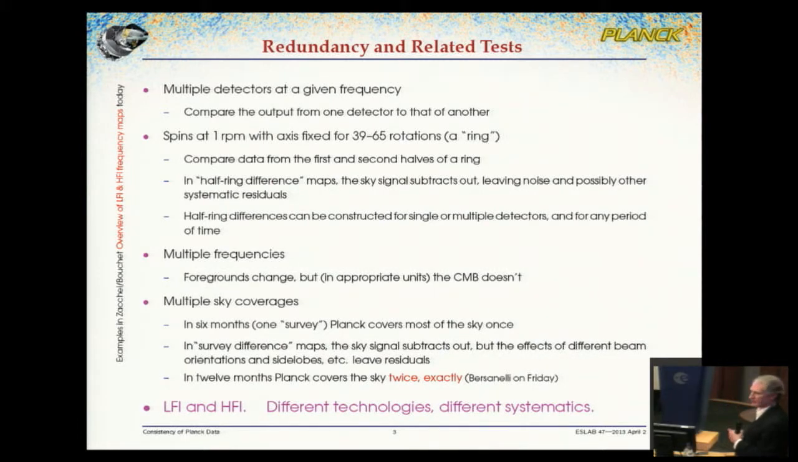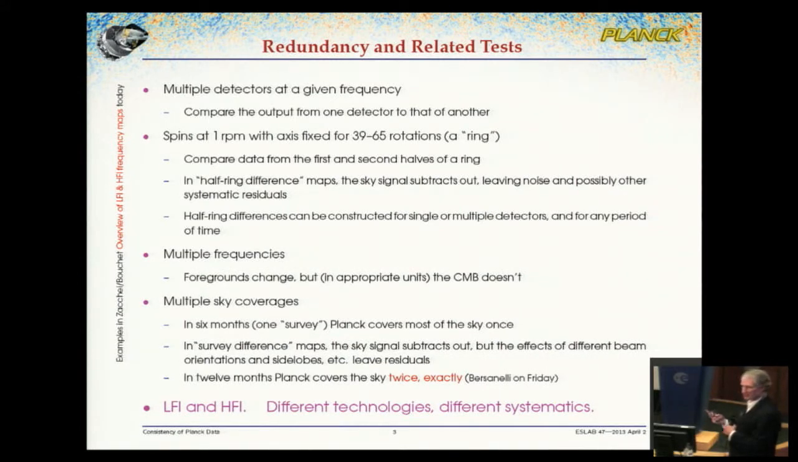Half-ring differences can be constructed for single or multiple detectors and for any period of time longer than a couple of minutes. 1 spin being the minimum, or 2 spins, you could take half of that period and you have the same sky. In addition to that, we have multiple frequencies. Foregrounds change, but in appropriate units, the CMB doesn't. You've already seen examples of the use of multiple frequencies in cross-checks.